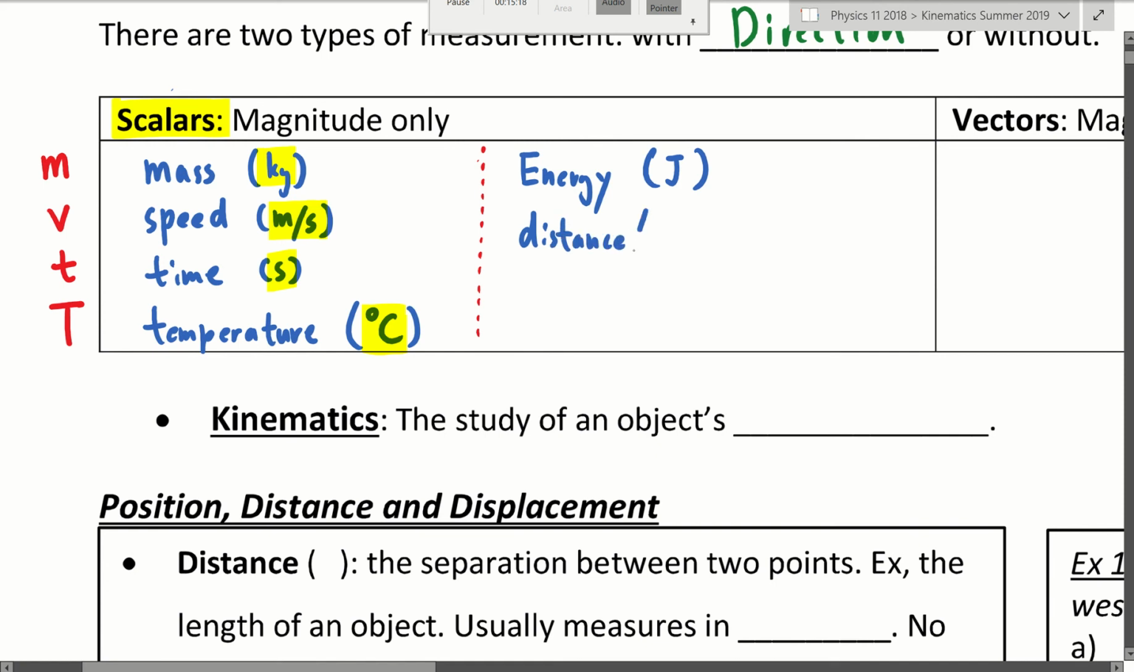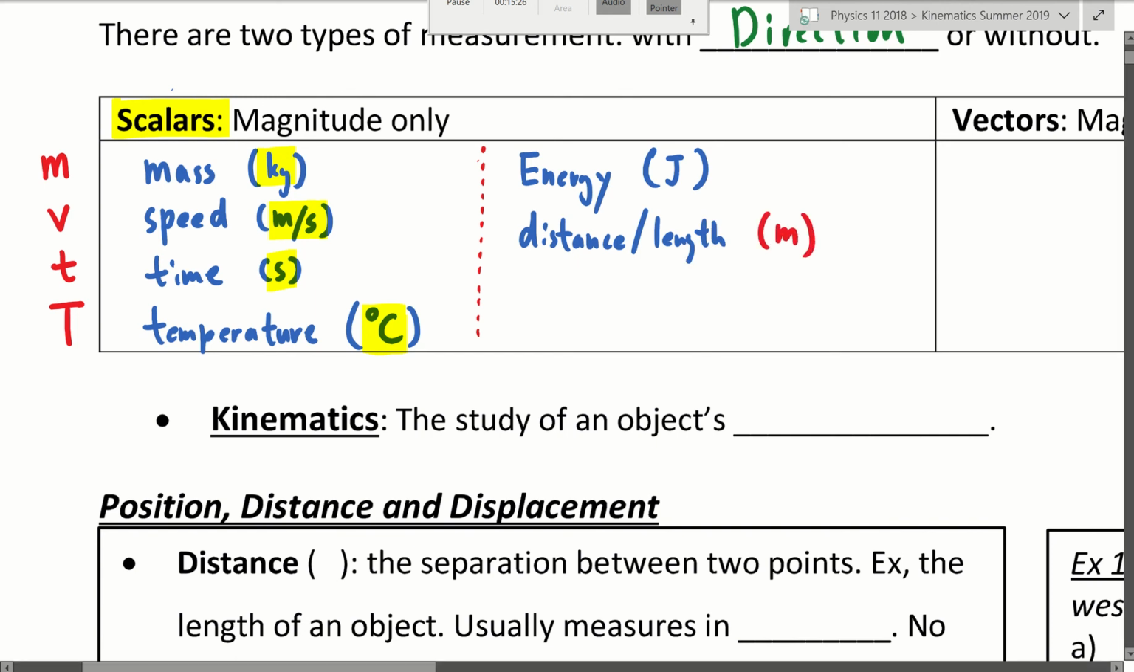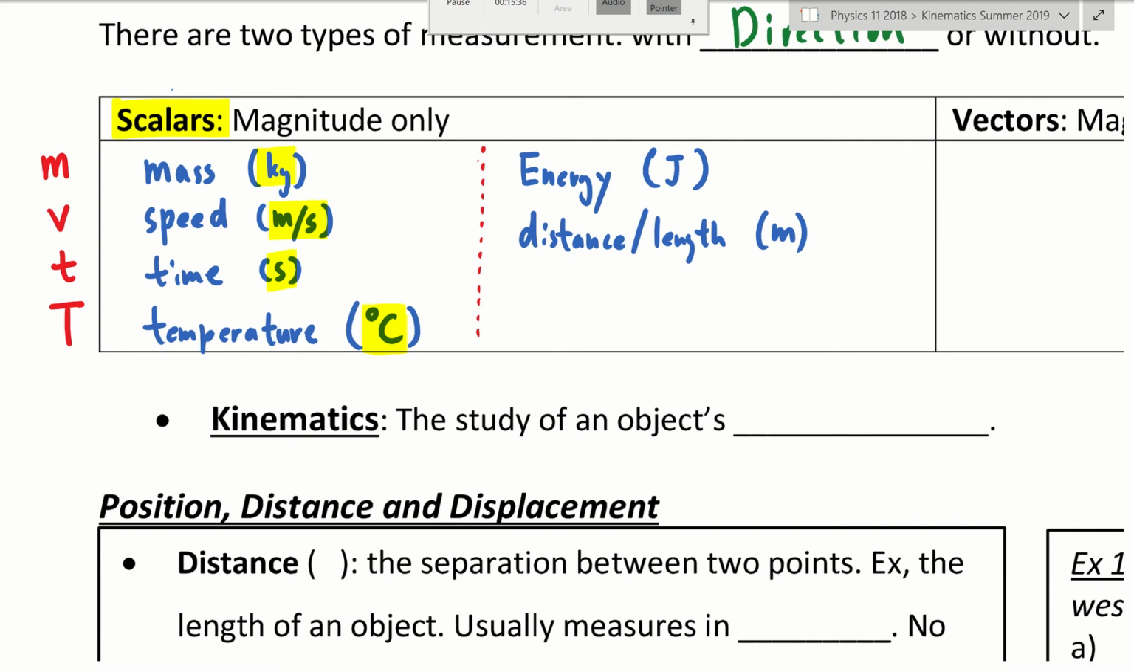The distance or the length of something. For example, let's say the length of a book is 30 centimeters. If you put the book sideways, the length of the book is still 30 centimeters. If you take the book and stand it up, the length of the book is still 30 centimeters. Changing the direction of the object doesn't change its length.